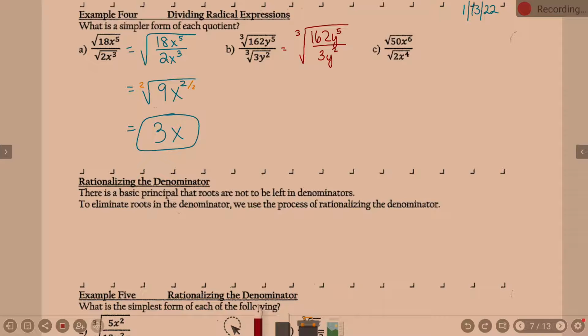Yes, you're seeing some pieces that divide. Does 162 divide by 3? Yes. And so it's still going to be a cube root, so we're still under that radical. 162 divided by 3 is 54. What is y to the 5th divided by y to the 2nd? Okay, 5 minus 2 is 3, so y to the 3rd.